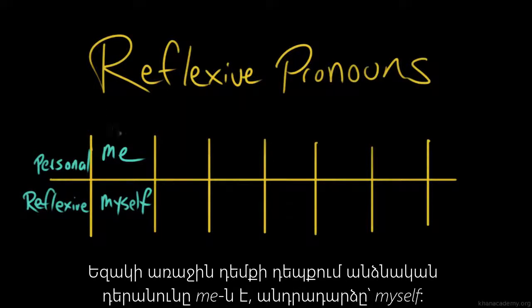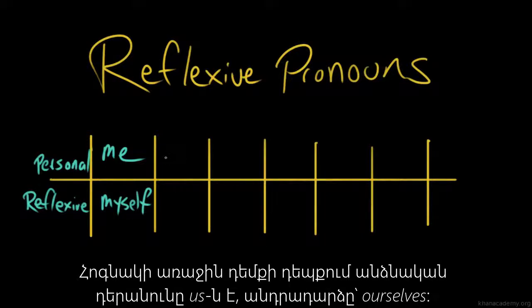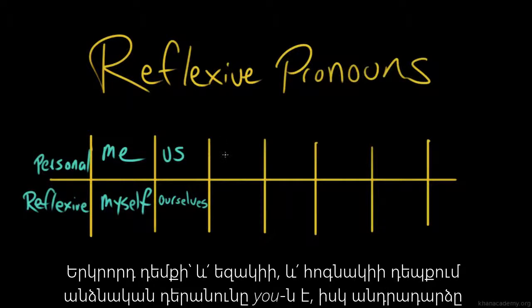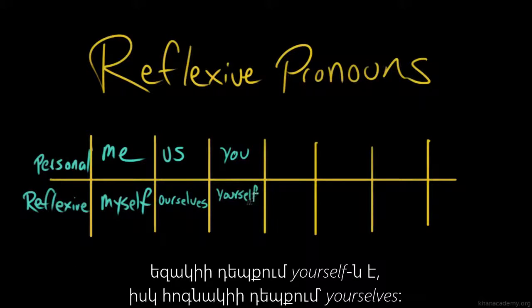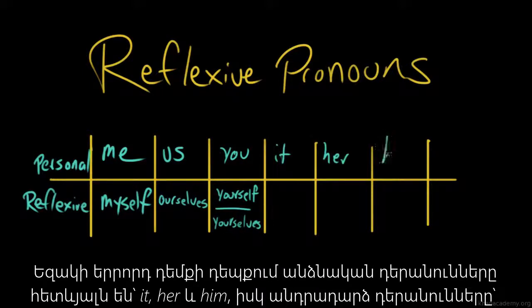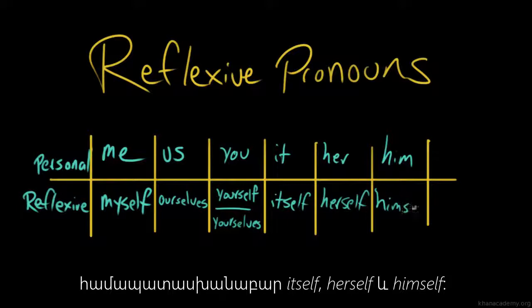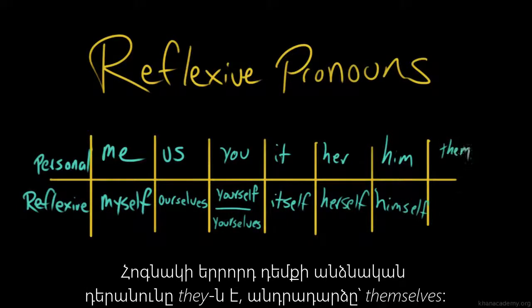So in the first person we say the personal pronoun is me, the reflexive pronoun is myself. The first person plural personal pronoun is us, and the reflexive form of that is ourselves. Then in the second person, both plural and singular, the personal pronoun is you. And then in the reflexive, it can either be yourself when you're addressing one person, or yourselves when the you you are talking to consists of more than one person. The singular third-person pronouns look like this: it, her, and him. And their reflexive versions are as follows: itself, herself, and himself. Finally, the personal pronoun them becomes the reflexive pronoun themselves.